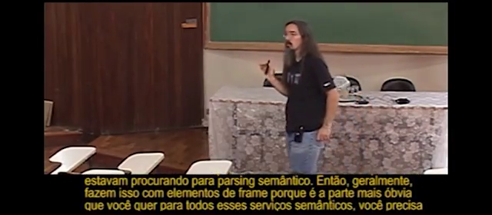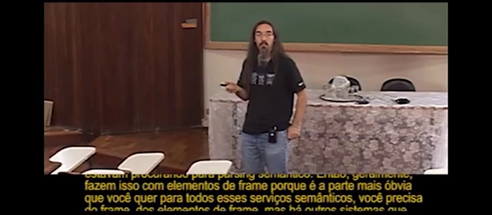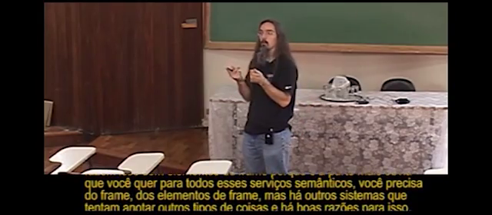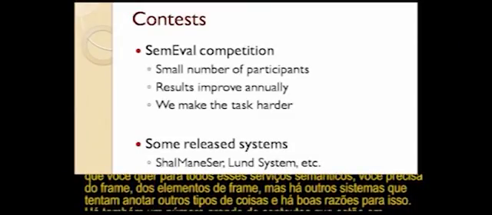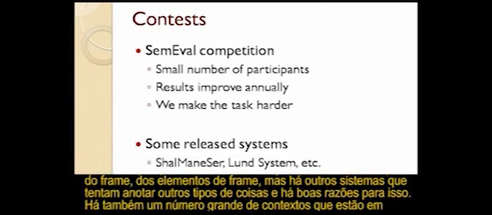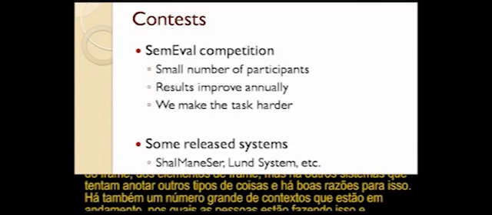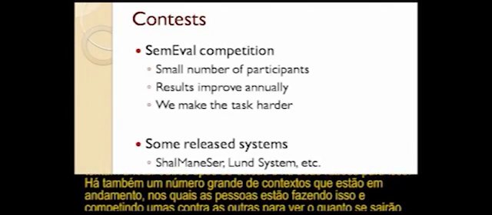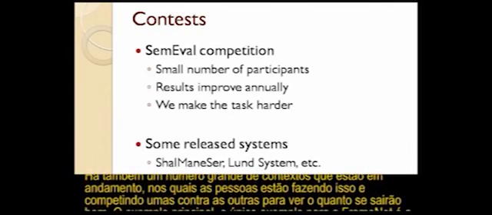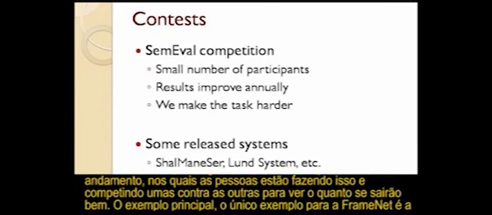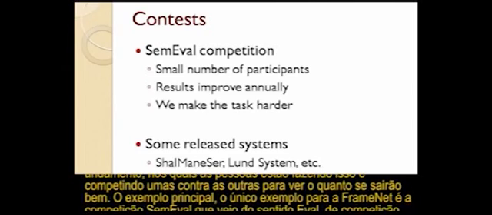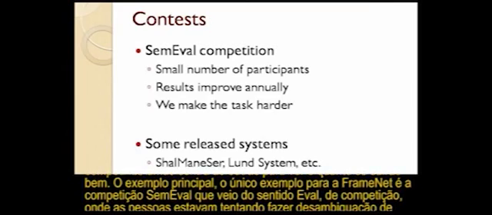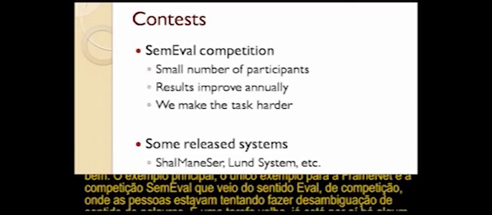Usually they only do frame elements because that's the most obvious part that you want for all of these other semantic jobs. You need the frame and you need the frame elements. But there are some systems that are starting to annotate some other things, and there's good reasons to do that. There are actually a number of ongoing contests where people try to do this and compete against each other to see how well they do. The main example, certainly the only example for FrameNet, is the SEMEVAL competition, which grew originally out of the SENSEVAL competition, where people were trying to do word sense disambiguation.